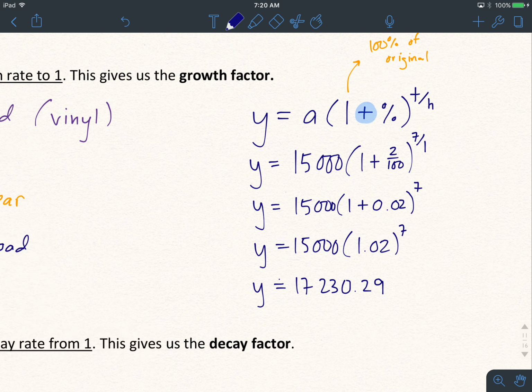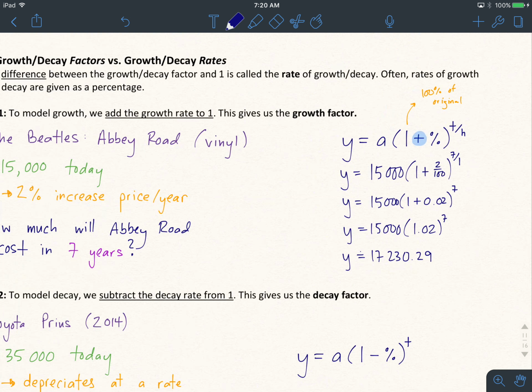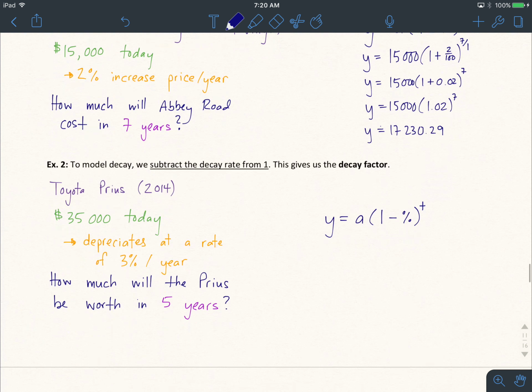And no, I'm not going to sell it. It was given to me, or I inherited it, and I'm not going to sell it, but that's what it's worth. So, growth factor, we have that 1 plus the percentage increase. Example number 2, this time we're going to model decay, where we subtract the decay rate from 1. This gives us a decay factor.